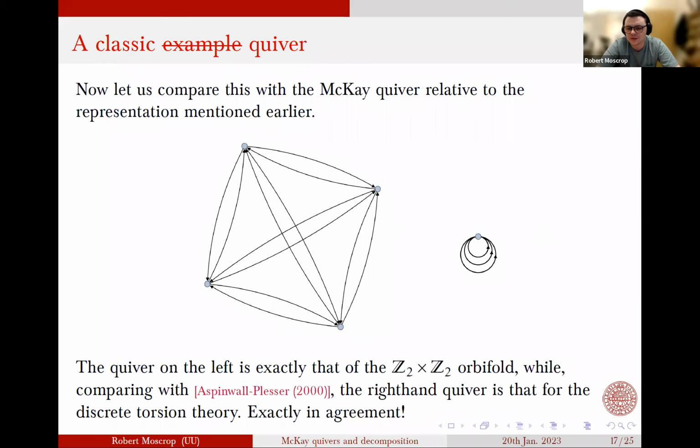I think Stefano had a question. Sorry, maybe it's a trivial point which I've missed. Does the discrete torsion break any supersymmetry? I don't believe so, but that's a good point. I would say no in this case.